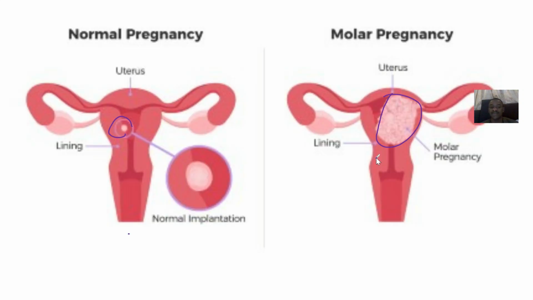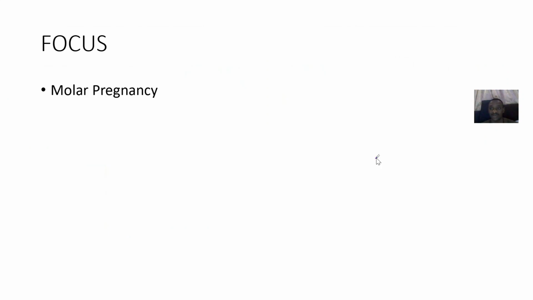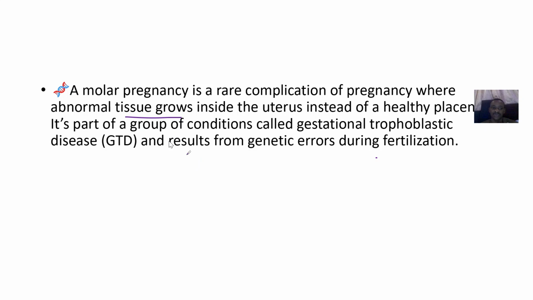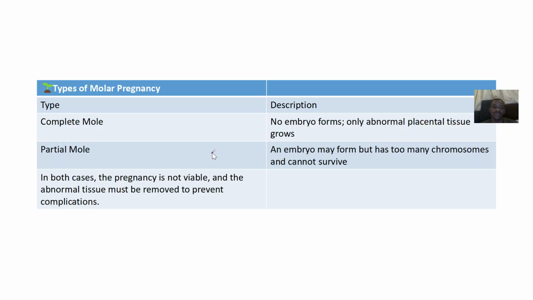One thing is, as the embryo implants, okay, the placenta starts developing too. Placenta is that communication between the baby and the mother. Okay. But instead of the placenta coming up, you have these abnormal cells coming up in a molar pregnancy. So it's part of a group of disorders called gestational trophoblastic disease, and usually results from genetic errors during fertilization. Okay. So for the types of molar pregnancy, you can have the complete one.